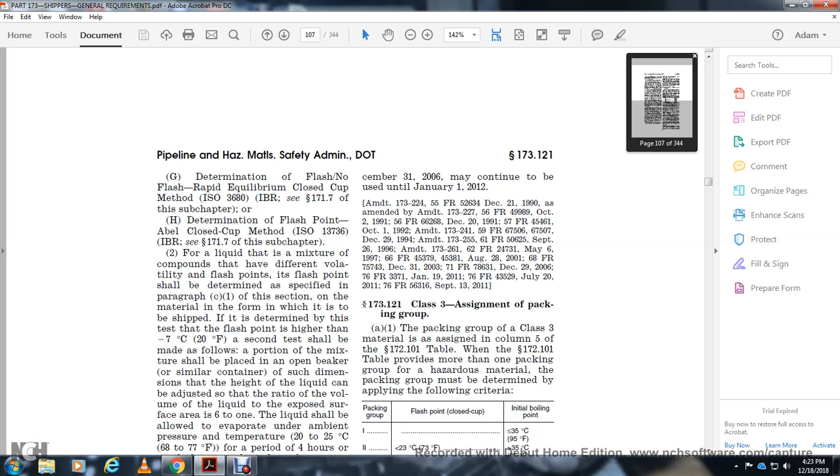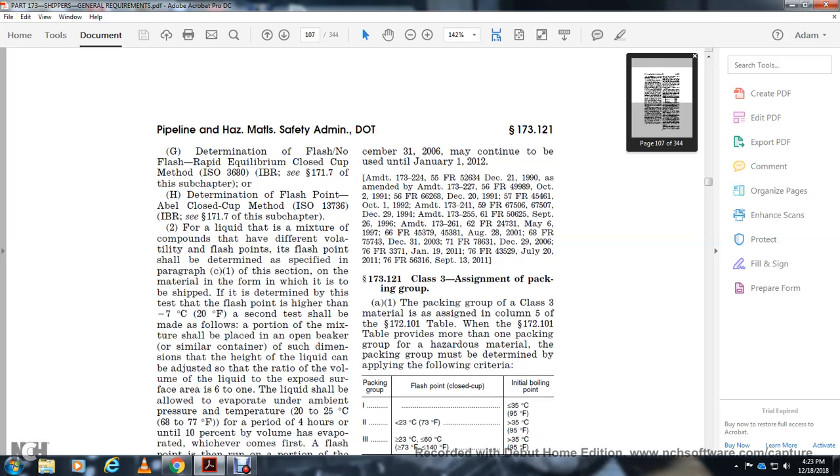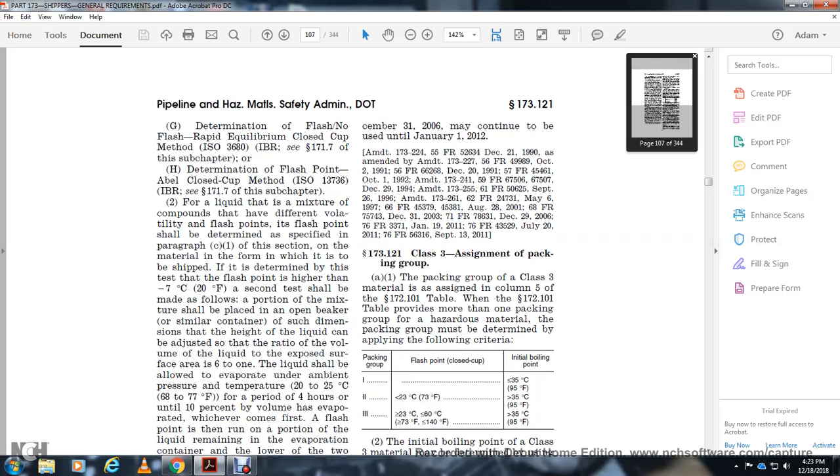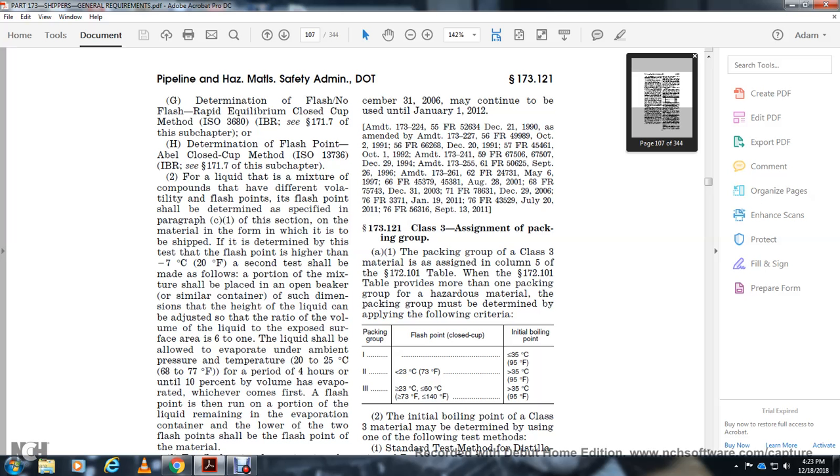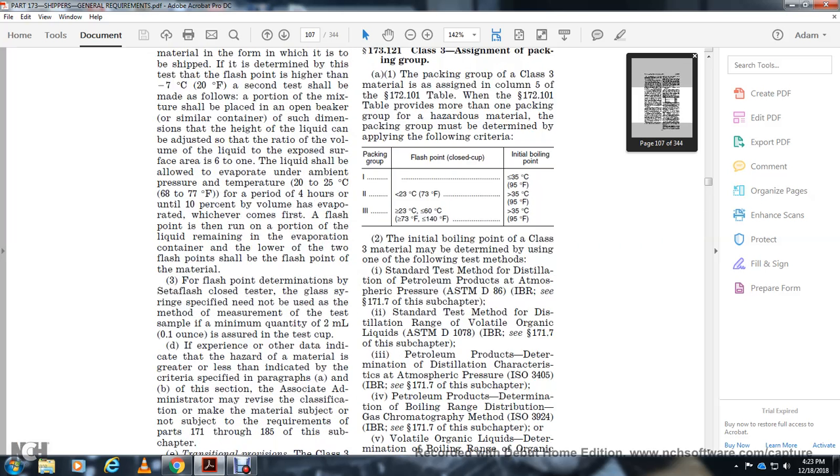The liquid shall be allowed to evaporate under ambient pressure at a temperature of 20 to 25 degrees Celsius, 68 to 77 degrees Fahrenheit, for a period of 4 hours or until 10% of the volume has evaporated, whichever comes first. The flash point of the remaining portion of the liquid in the evaporation container is then determined. The lower of the two flash points shall be the flash point of the material. The flash point is determined by the set of flash cup tests specified, using a test sample with a minimum quantity of 2 milliliters, 1/10 of an ounce, in the test cup.